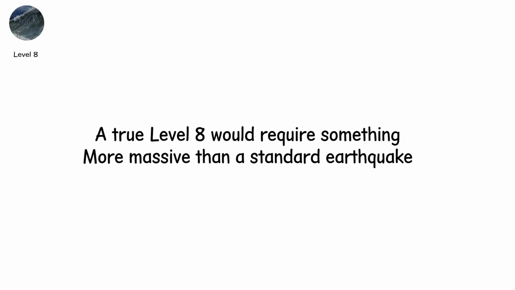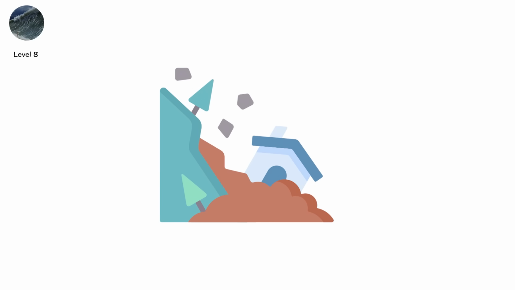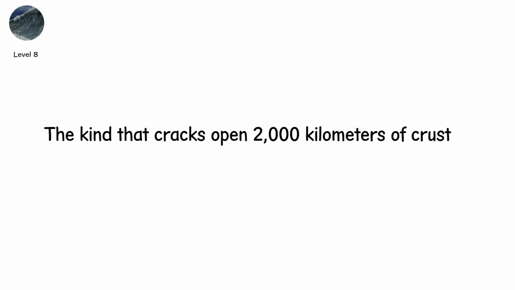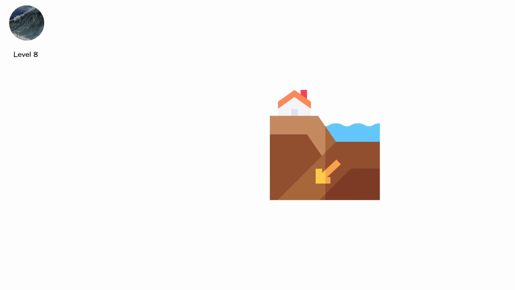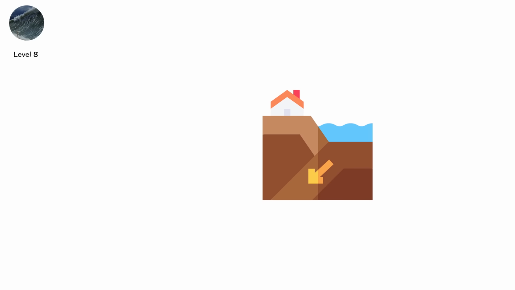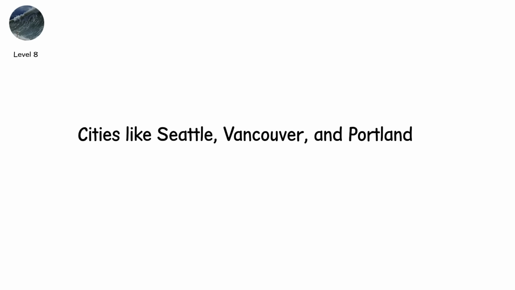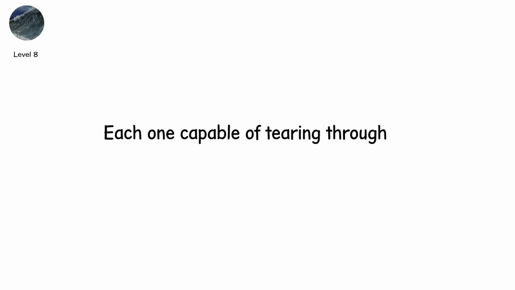In ocean terms, a true level 8 would require something more massive than a standard earthquake, something like the collapse of an undersea volcano, a massive seafloor landslide, or perhaps the unzipping of a megathrust fault so long and deep it triggers a rupture cascade, the kind that cracks open 2,000 kilometers of crust, displacing entire slabs of the ocean floor. If that happened near, say, the Cascadia subduction zone, the consequences for the Pacific Northwest would be unimaginable. Cities like Seattle, Vancouver, and Portland would be hit within minutes, not just with one wave, but with a series of violent pulses, each one capable of tearing through the remains of the last.